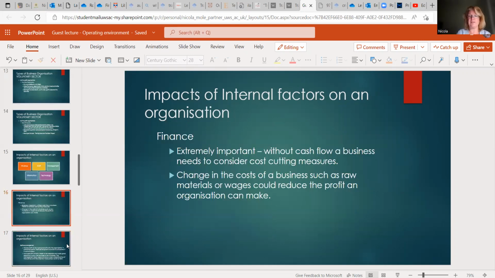All right, so finance, obviously extremely important. Without cash flow, a business needs to consider cost-cutting measures. So changes in the costs of a business, such as raw materials or wages, could reduce the profit an organisation can make. Obviously, at the moment, with all the chaos happening in the Ukraine, that is affecting the price of gas and electricity here in the Northern Hemisphere. So that is impacting on organisations quite a bit, all right? So these are changes of the cost. It affects how the business can run.